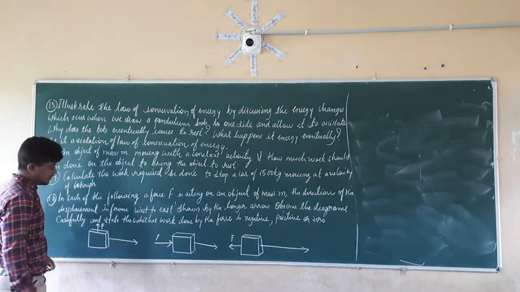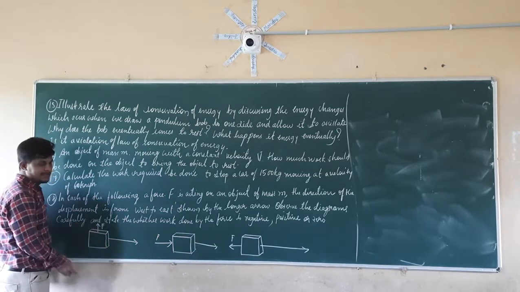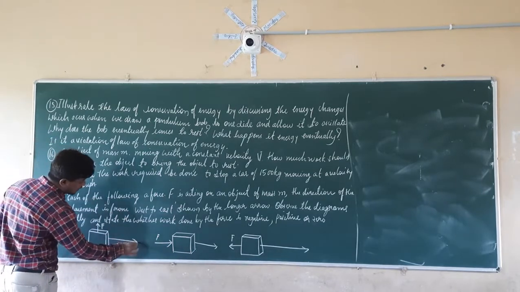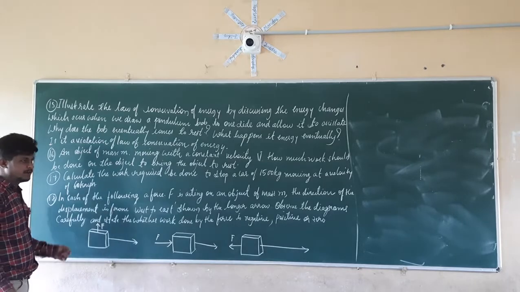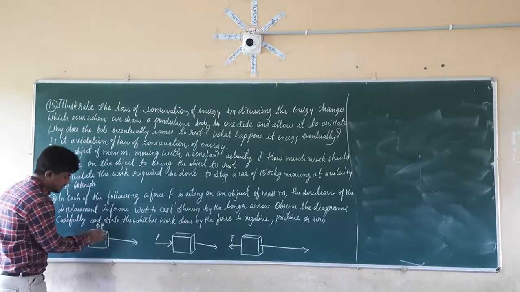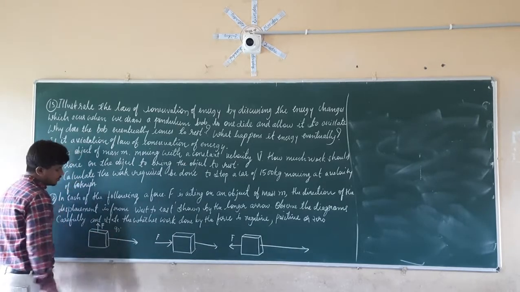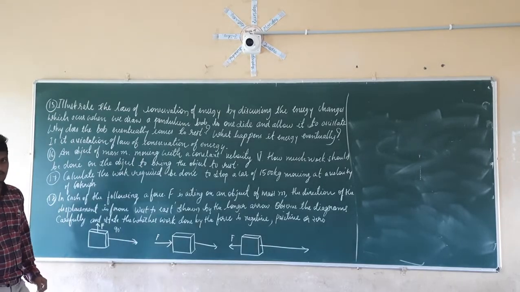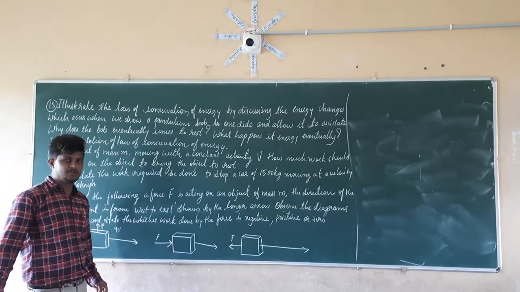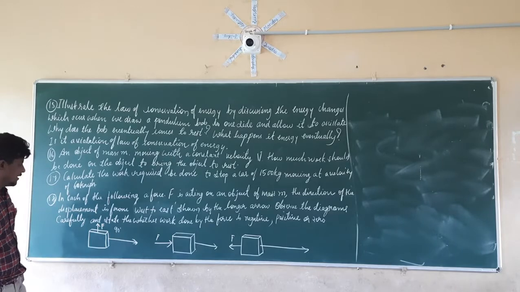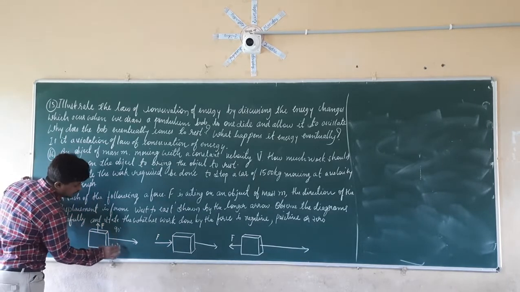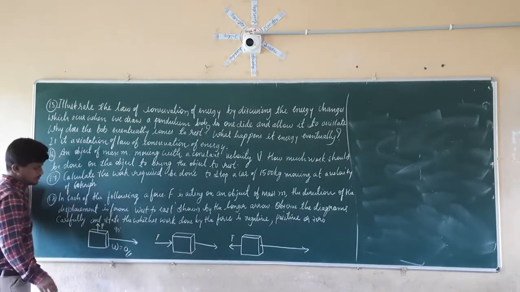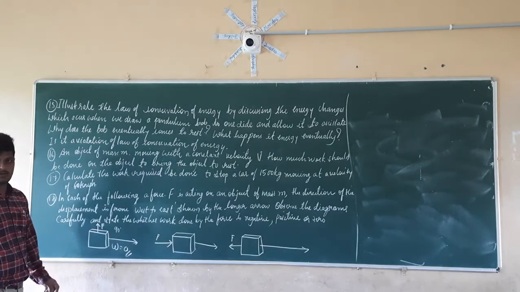So if you check here, the force is acting in the upward direction and the displacement is in the horizontal direction. It is making an angle of 90 degrees. If the force and the displacement are perpendicular, is it possible that it is going to have some work? No. Therefore, here in this case, work done is equal to 0.